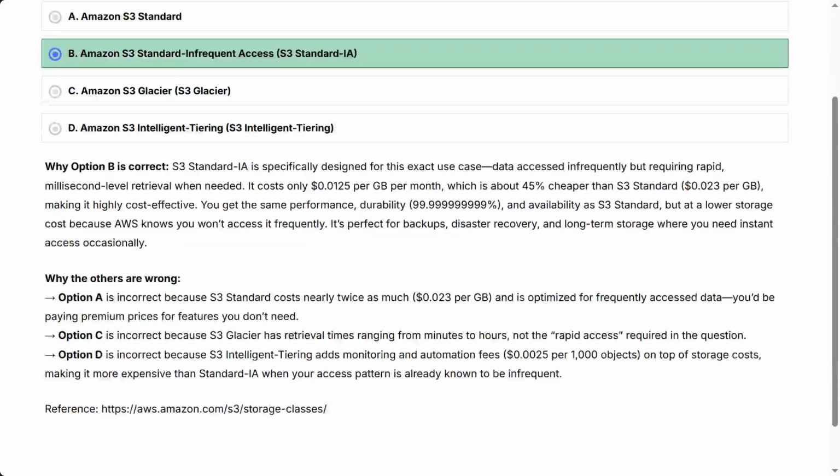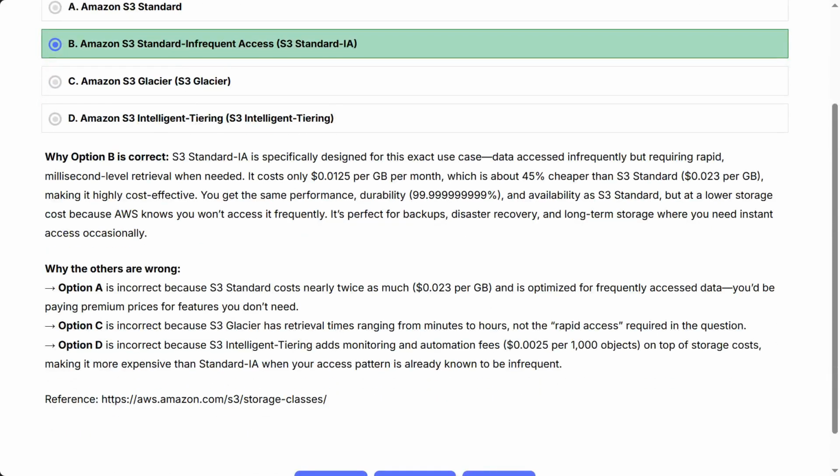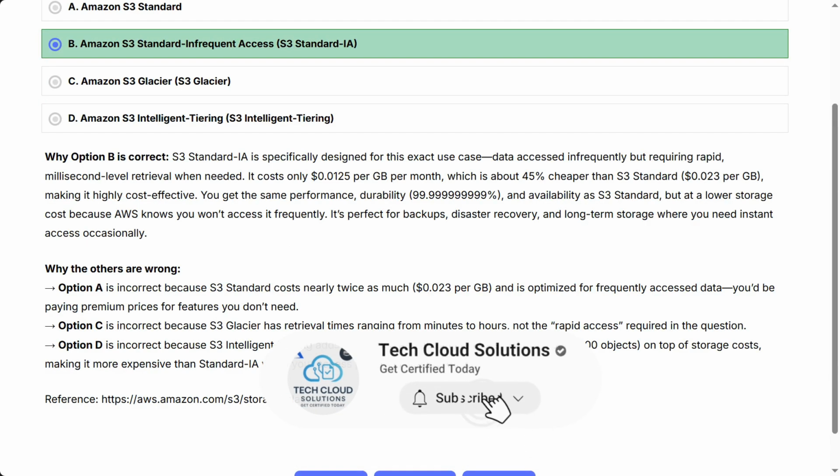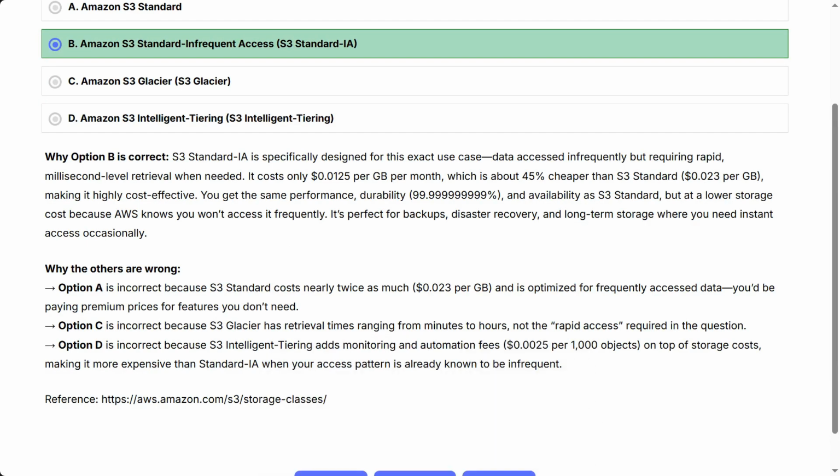Why option B is correct? S3 Standard-IA is specifically designed for this exact use case, data accessed infrequently but requiring rapid millisecond level retrieval when needed. It costs only $0.0125 per GB per month, which is about 45% cheaper than S3 Standard at $0.023 per GB, making it highly cost effective.